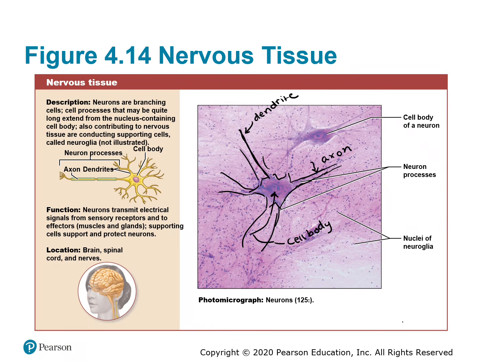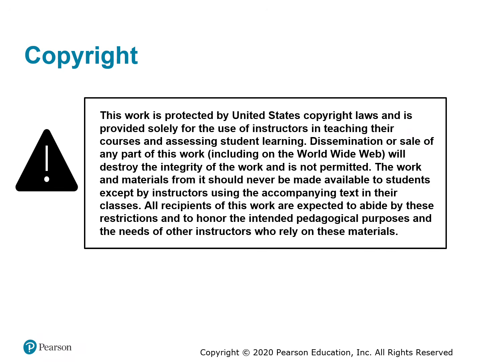And that's it for nervous tissue. Just that one little guy. Okay? So that's it. We're done. That's it for chapter 4.